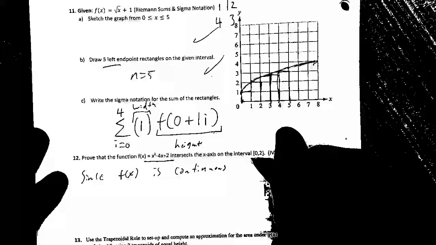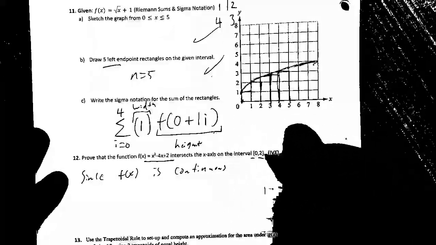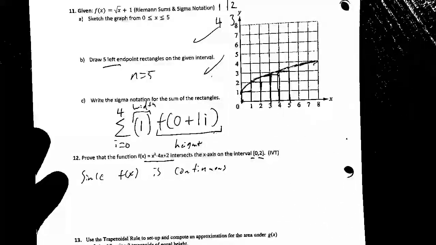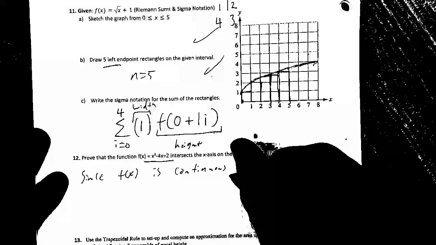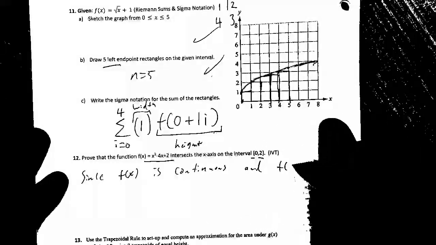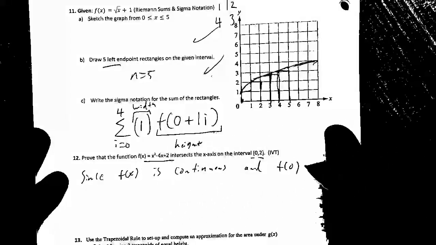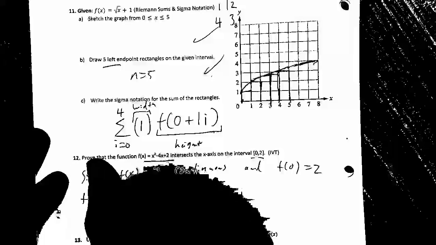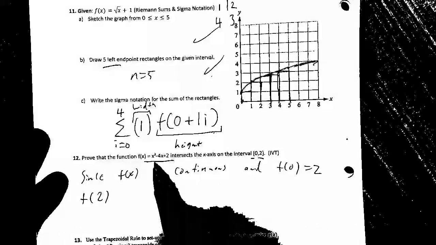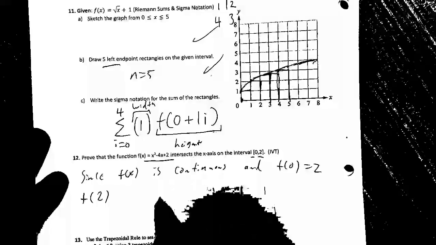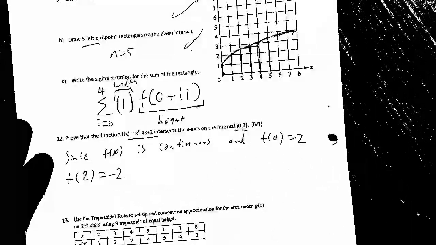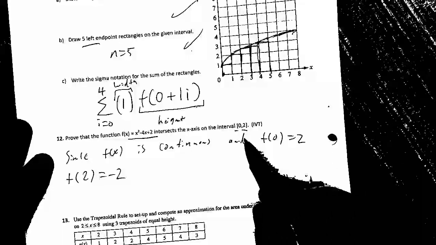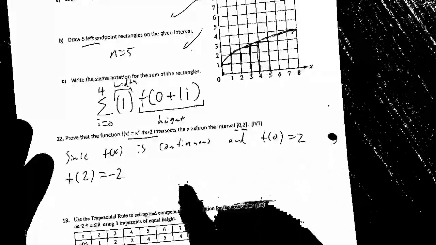And then it's supposed to intersect the x-axis on 0 to 2, so it should be crossing from negative to positive. Let's find out what f of 0 is and f of 2. f of 0 is 2, and f of 2 is what? Plugging a 2 in, we get 4 minus 8 plus 2, which is negative 2. So this is going to work because f of 0 is 2 and f of 2 is negative 2. Does it have to be 0 between those two? Yes, it does, because 0 is between 2 and negative 2.